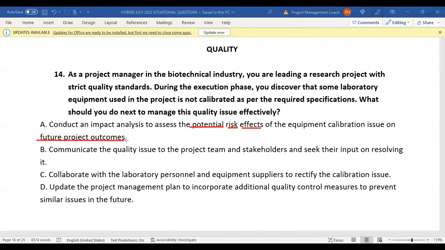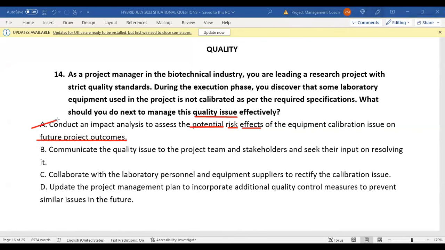Well, this really is not important because now it's an issue, right? And it says a quality issue. So we're not interested at this point in potential risks. First of all, a risk is potential, so it's needless to put potential in front, but it just sounds intelligent. But this is not a good option because it's saying, let's check what happens if we continue like this. You don't want to continue like this, so it cannot be A. You don't need to conduct an impact analysis to assess risk effects.